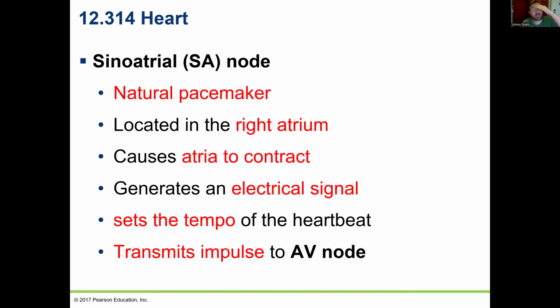And those things from the outside are known as nodes. So the first is the sinoatrial, or SA, node. This is the natural pacemaker. This is going to control your heart rate. If this is damaged, they can replace it with an electrical one, which is called a pacemaker. It is located in the right atrium. It causes the atria to contract by generating an electric signal, it sets the tempo of the heartbeat, and it transmits impulses to the AV node.